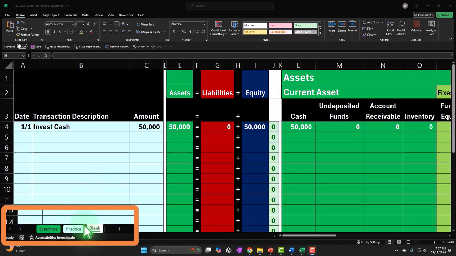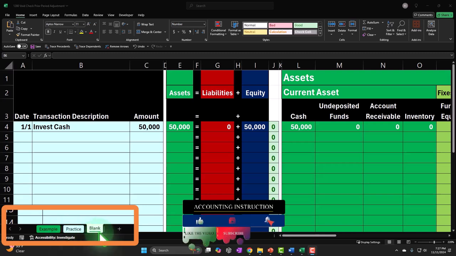Example, practice, blank. Example, in essence, the answer key. Practice tab having pre-formatted cells so you can practice the practice problem with less Excel formatting. The blank tab, the one we will be working on, started with a blank worksheet, but basically using a template going forward, adding to that template as we work through the practice problem.